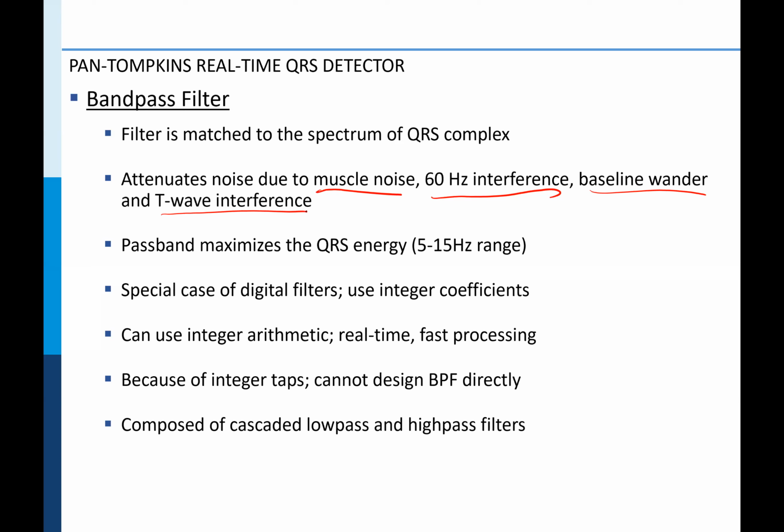So that's the main intention of the bandpass filter, to basically reduce or remove these 4 major things: the muscle noise, the 60 hertz interference, the baseline wander, and the T wave interference. The reason I use the word reduction is that, as you know, many times we won't be able to design an ideal filter because there's always a roll-off involved. We don't get sharp cutoffs. So it's possible certain frequency components might leak into the system.